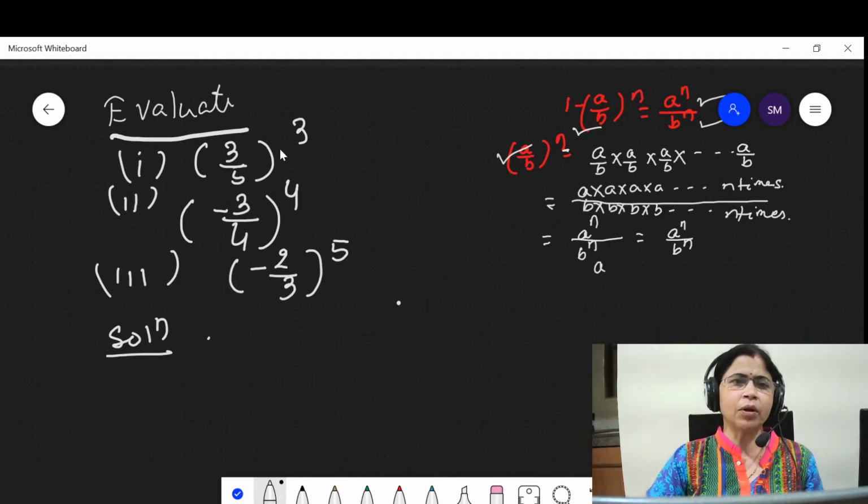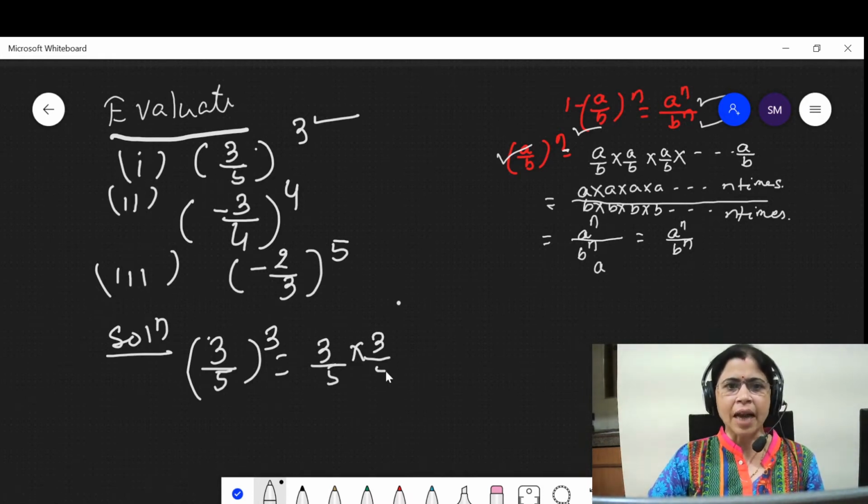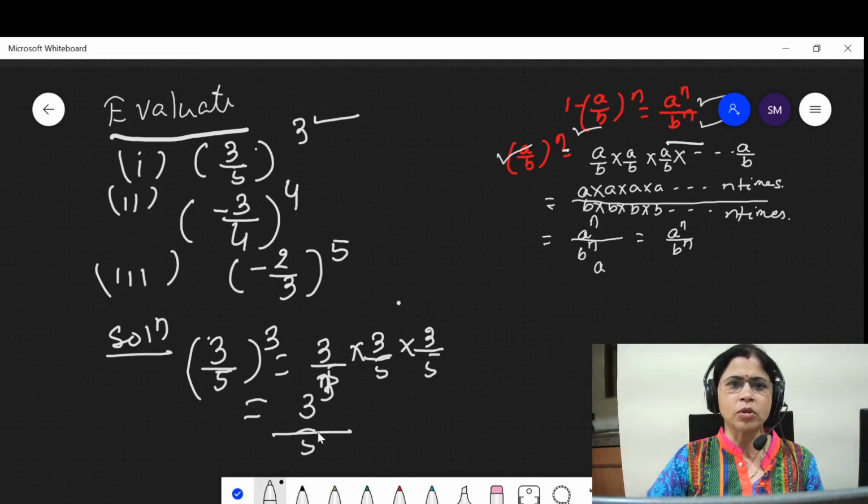Here, if you have to find 3 upon 5 to the power 3, evaluate means find the value. 3 upon 5 to the power 3 means multiply 3 upon 5 3 times. According to this law, this is 3 to the power 3 upon 5 to the power 3. 3 to the power 3 is 27 upon 125. This is the value.